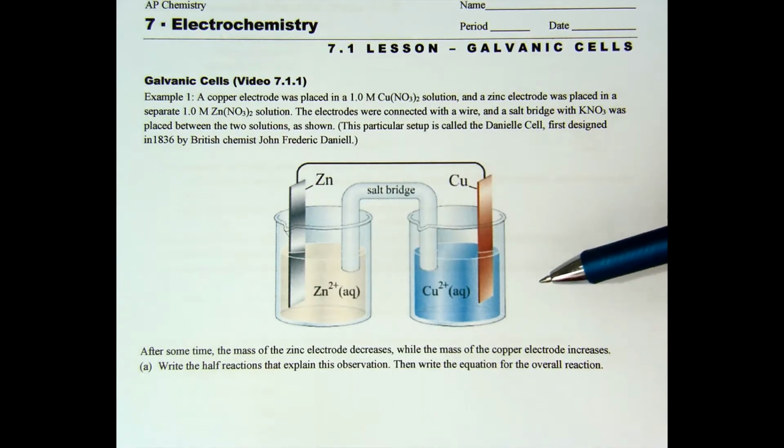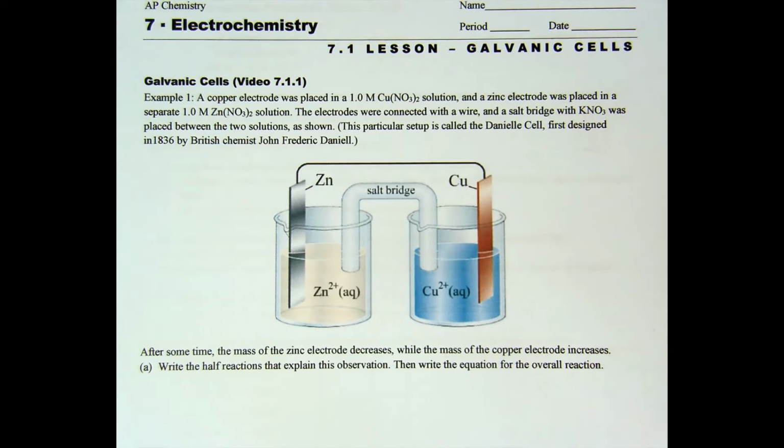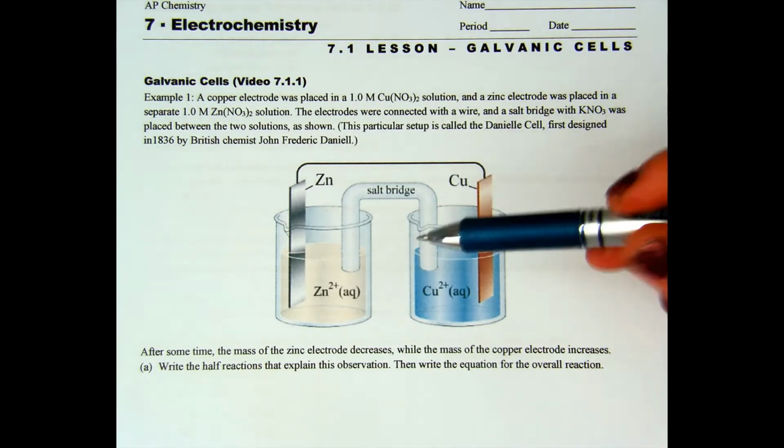So this exact one is called the Daniell cell, and this was first designed in 1836 by the British chemist John Frederick Daniell, which is why it's named the Daniell cell. This is a type of galvanic cell, and right now we're going to analyze how this works.